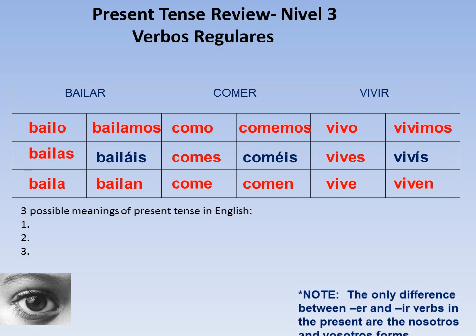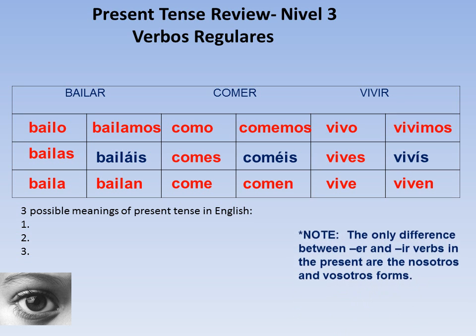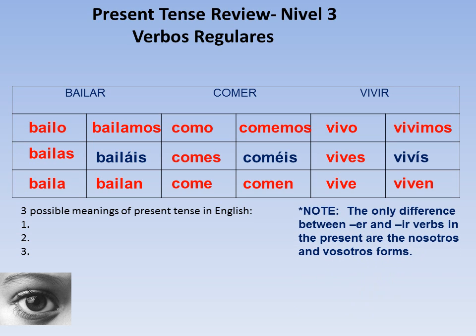We have a few notes that we want to talk about. The first one is that the only difference, which I mentioned before, between ER and IR verbs in the present tense is the nosotros and vosotros forms. Comemos versus vivimos. So the IR verbs now use an I, but only in the nosotros and vosotros.